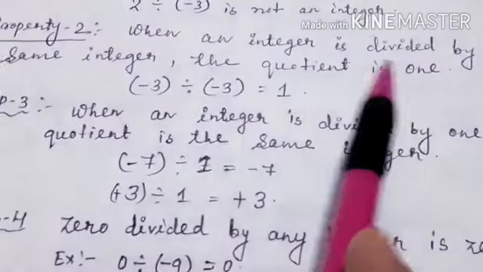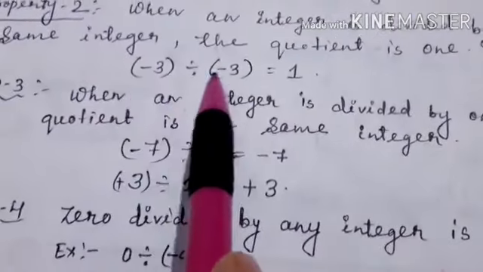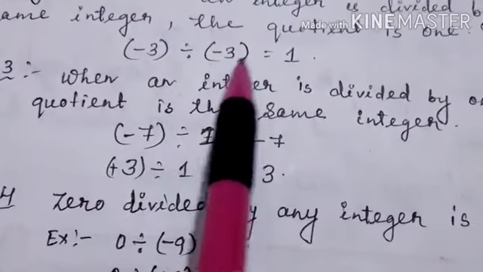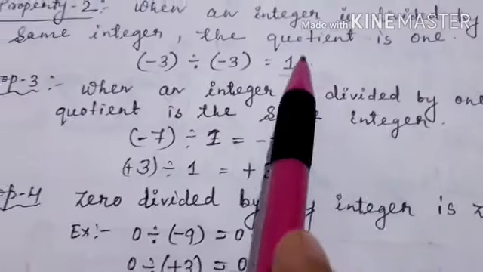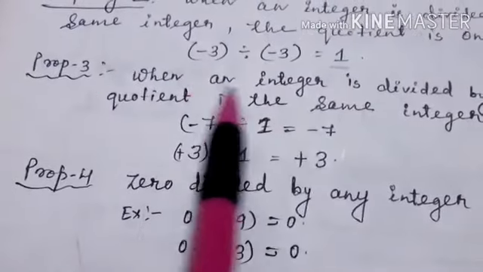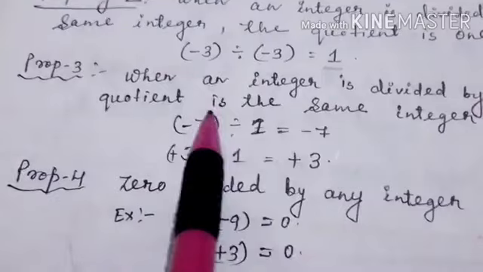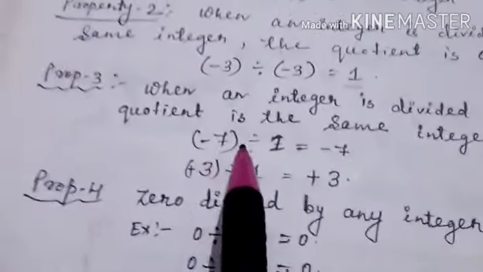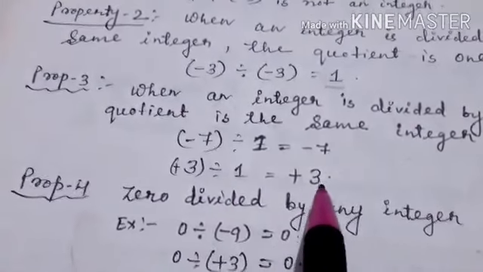Then property 2: when an integer is divided by the same integer, the quotient is 1. Already you know, if I say 3 divided by 3, what will you get? 1. Or minus 3 divided by minus 3, what will be the quotient? The quotient is equal to 1. Then property 3: when an integer is divided by 1, the quotient is the same integer. Normally when we divide any number by 1, the quotient is the number itself. That means minus 7 divided by 1 is equal to minus 7. Plus 3 divided by 1 is equal to plus 3.